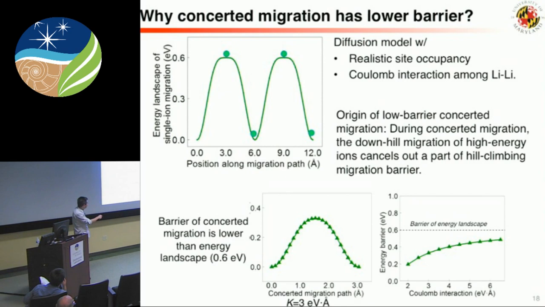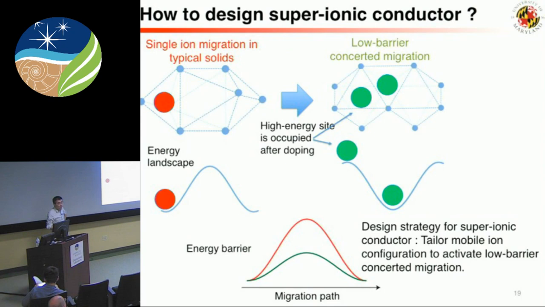Once we have that, we calculate the barrier of the lithium ions moving, and we find something very interesting. They move like this, and the barrier is as low as about 0.3 eV, which is lower than the original barrier of the landscape. This happens because when one lithium climbs up the barrier, at the same time another lithium moves down. During this concerted migration, they cancel part of the migration barrier that each would get. So as an overall effect, when they move together, they give you a lower barrier.